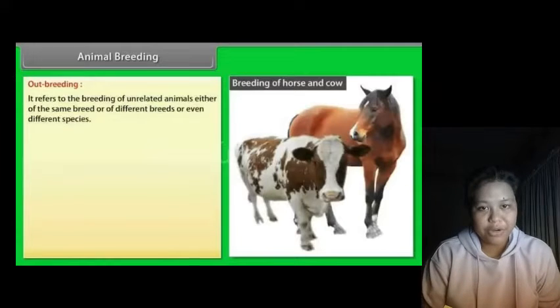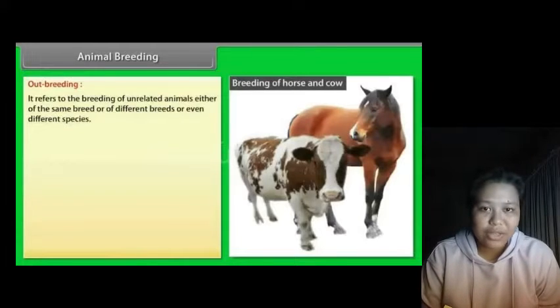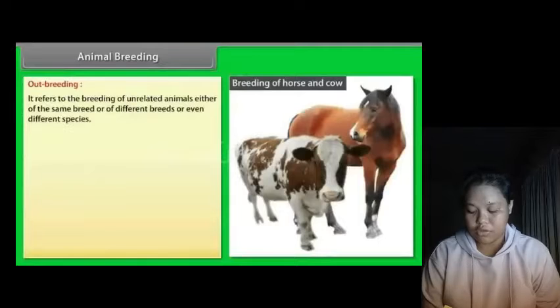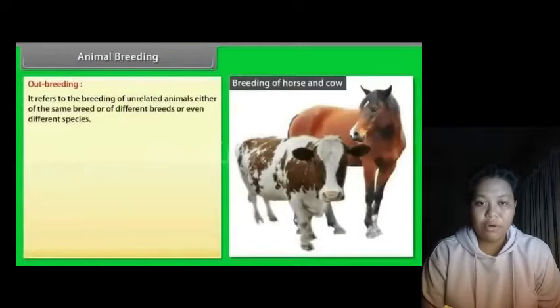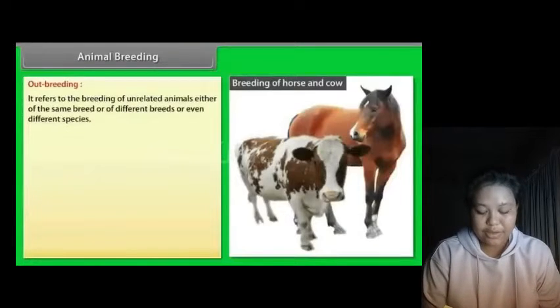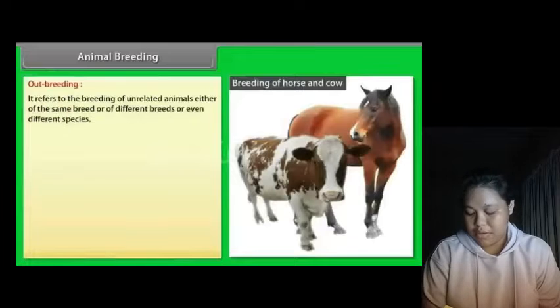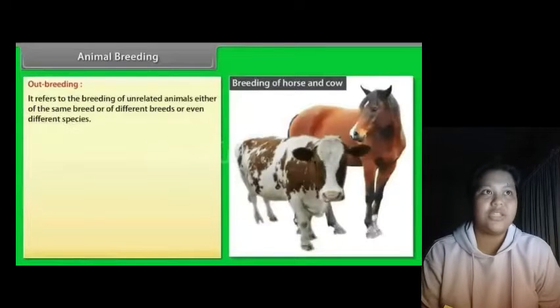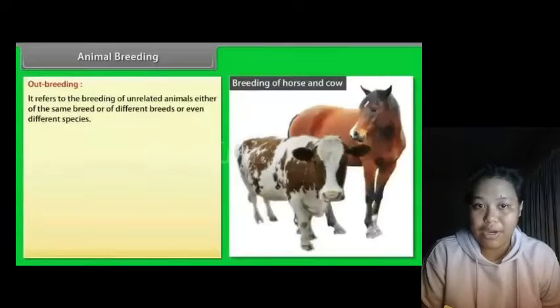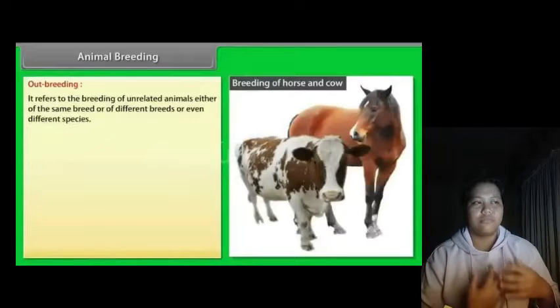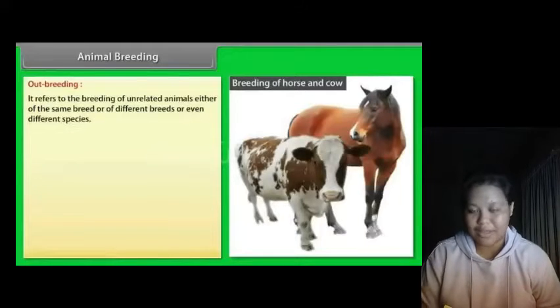There are two types of breeding, inbreeding and outbreeding. So what is inbreeding? This refers to the mating of more closely related individuals within the same breed, just like the example of a cow and a bull. They're more closely related.